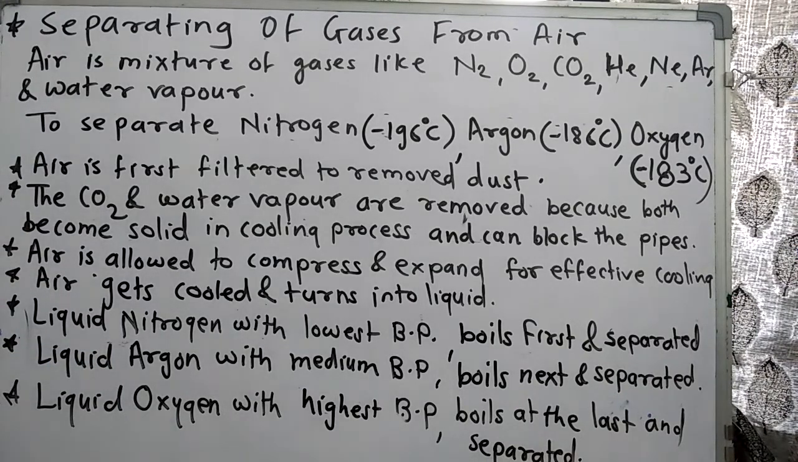So we can separate out the gases by the method of fractional distillation, in which we have to remove the dust and we have to remove the CO2 and water vapor, and we can get many more gases. But as these three gases have industrial uses, we want to separate out nitrogen, oxygen and argon and use them for various purposes.